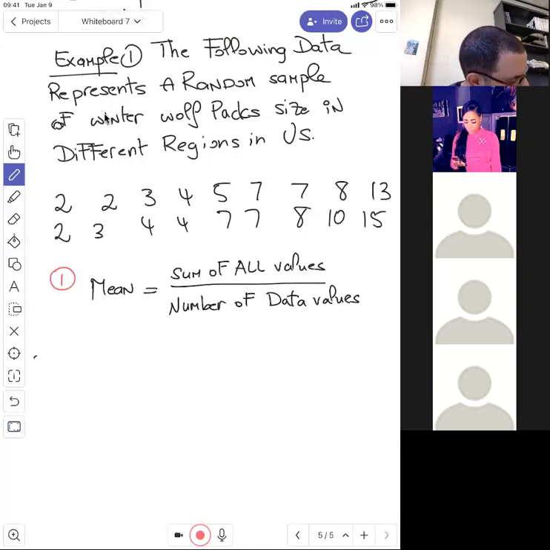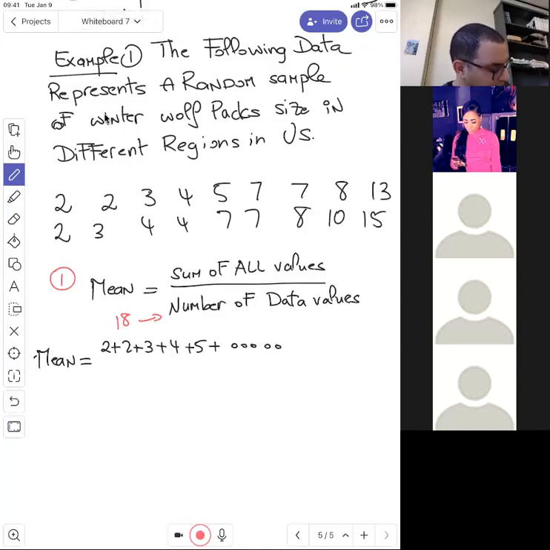In this case, we have 18 numbers, so we're going to divide by 18. This is the number of data values. Now the sum of the data values would be 2 plus 2 plus 3, plus 4, etc., with 18 numbers. The last number would be 15. And then we divide by the number of data values. We have 18 numbers.